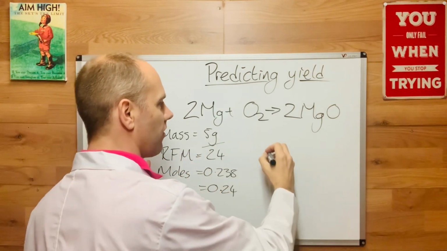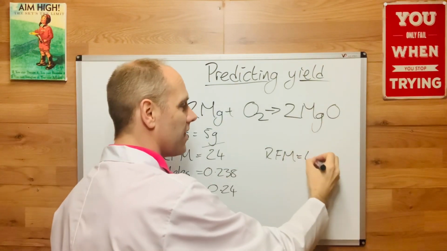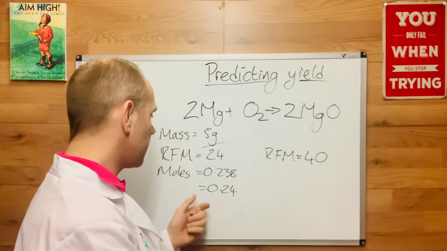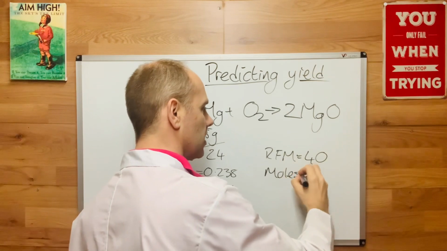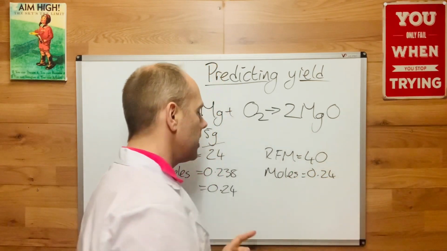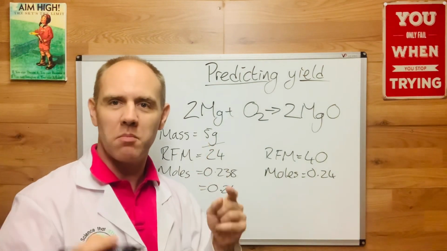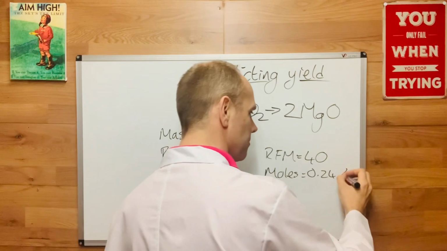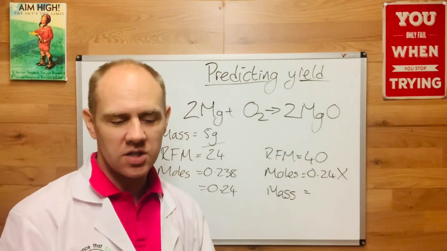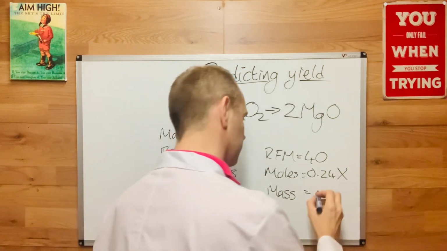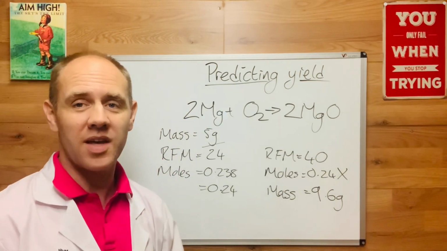So I'm going to go to the RFM here, and that's going to be 24 add 16, and that's going to be 40. Now, because the number of moles I'm saying is 0.24, the moles of this is 0.24. Now, because moles equals mass divided by RFM, that must mean that moles times RFM is going to be the mass. And that should lead us to 9.6 grams. And that's it. That's really not that difficult.